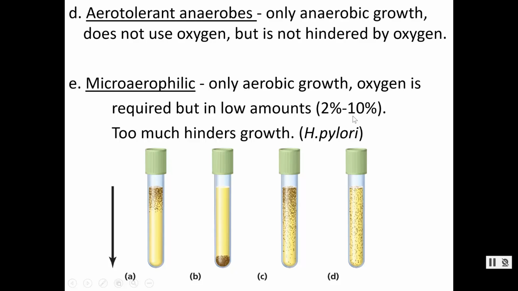And this is not atmospheric. This is 2 to 10% concentrations. If they have too much oxygen, they'll stop growing. If they don't have a little bit of oxygen, they won't grow. So they're in this sweet spot here with just small amounts of oxygen. There's lots of places that have reduced amounts of oxygen that they can do. One example of this is Helicobacter pylori. This is an organism that is actually found in our stomach and can cause stomach ulcers. I think we have a case study that we can look at later for this.